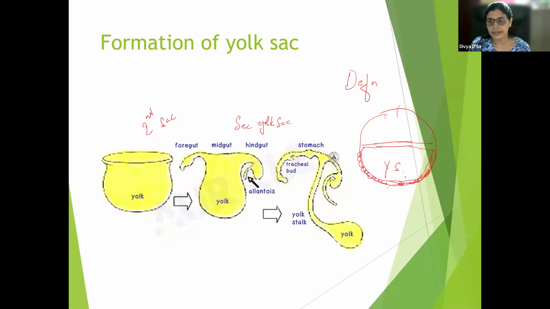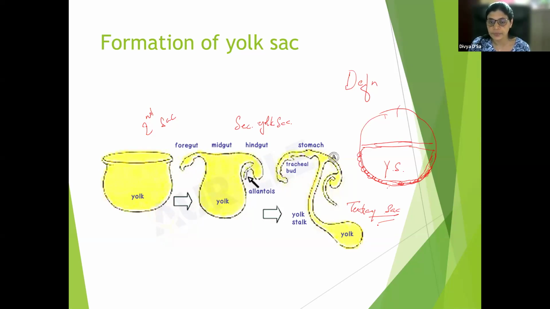And the cells lining the yolk sac now become cuboidal. Earlier they were flattened, now they become cuboidal. Then we have the tertiary yolk sac. This is the tertiary yolk sac, which we otherwise call the definitive yolk sac. This is the remnant of the secondary yolk sac.